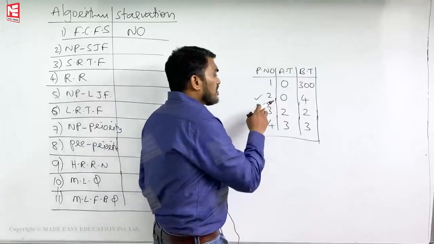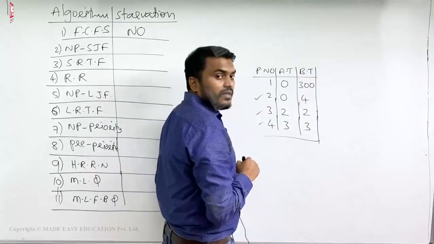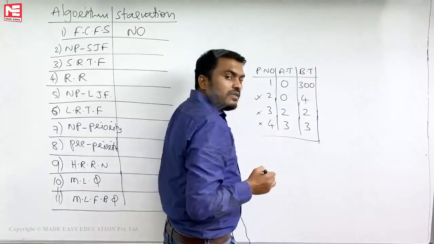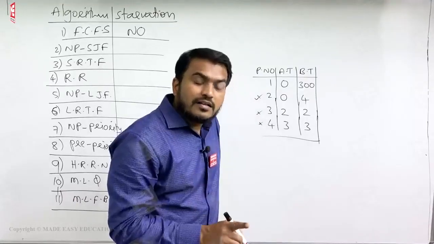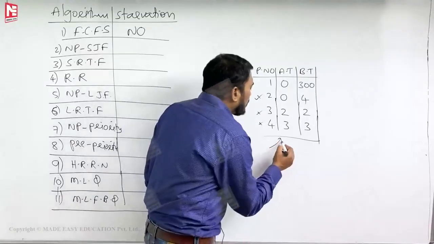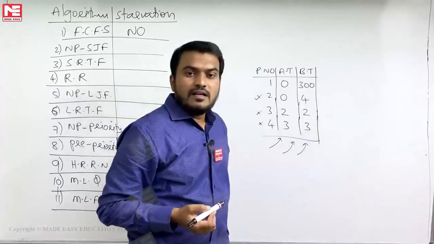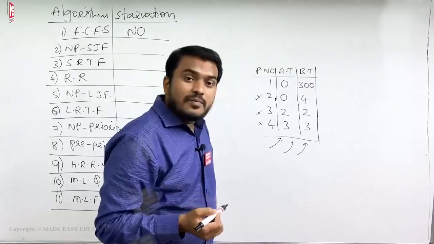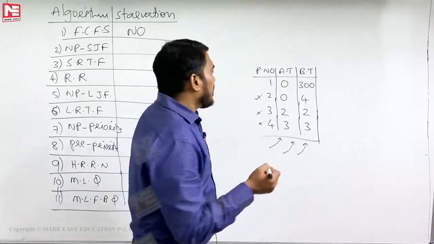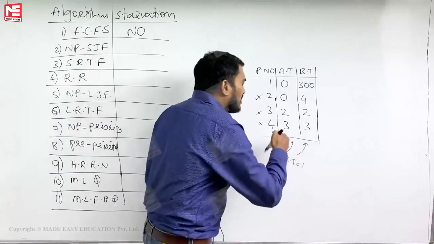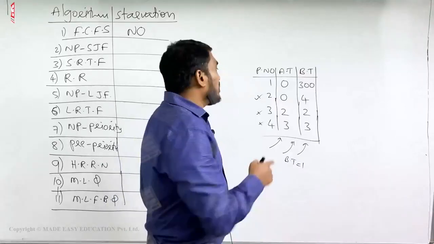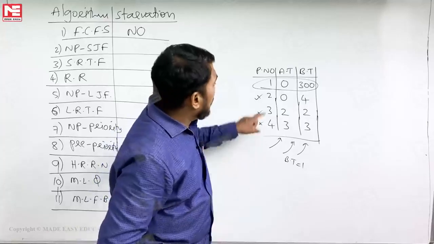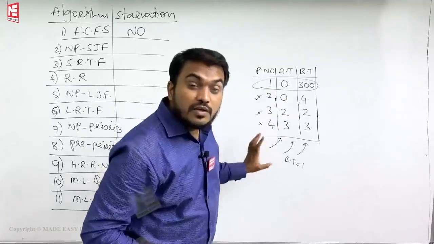Listen carefully. Once P2 is completed, these two have arrived. Now after P2, which one do you execute next? P3. After that, you execute P4. Now remember, in the same manner, if new shorter processes keep on coming, if new processes with small burst time keep on coming, then what will happen? This process will go into indefinite waiting. So even though P1 arrived at time 0, it will go into indefinite waiting.